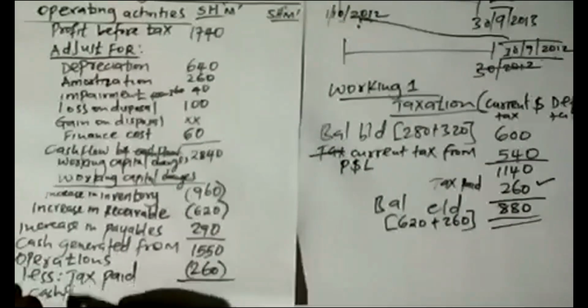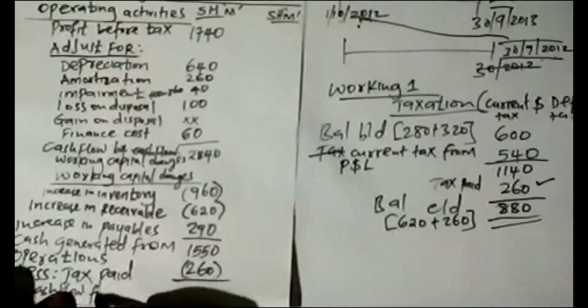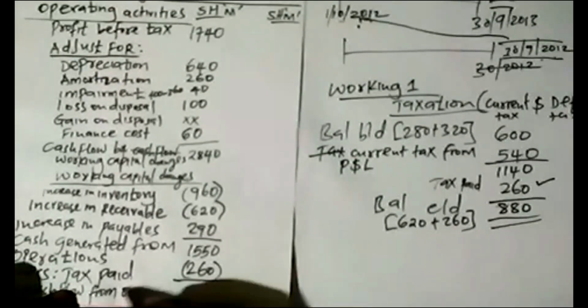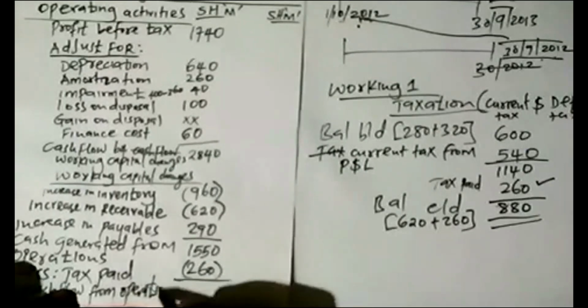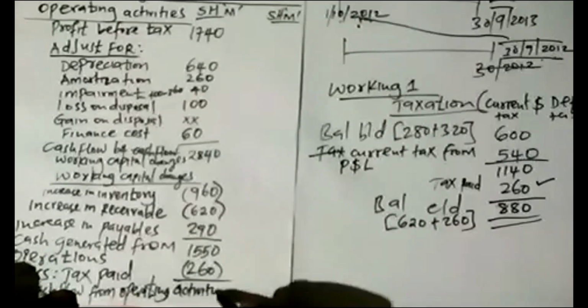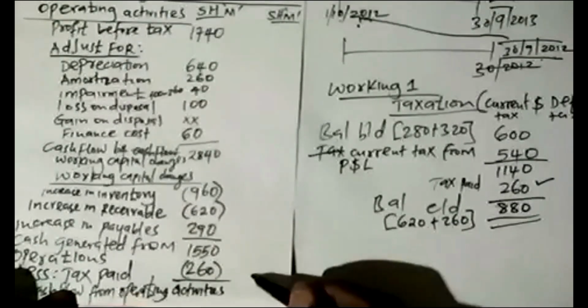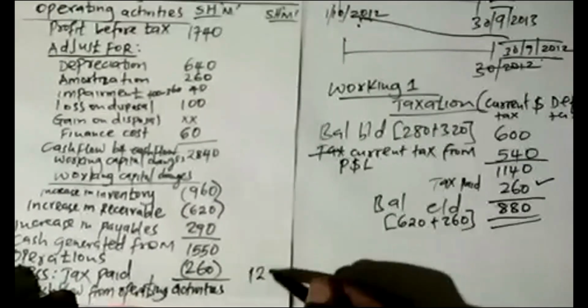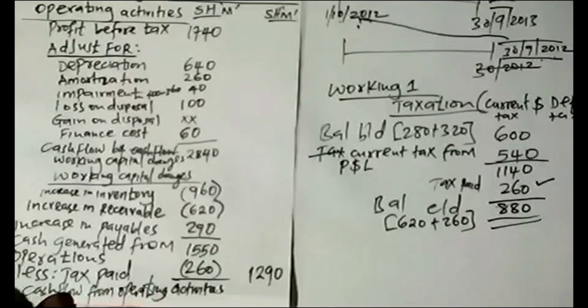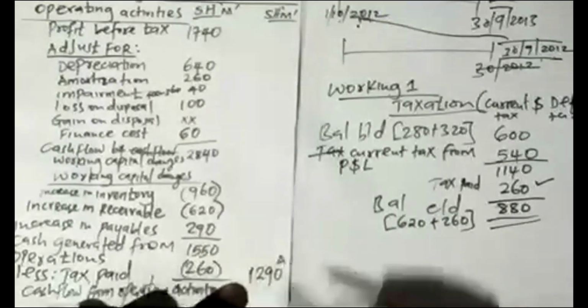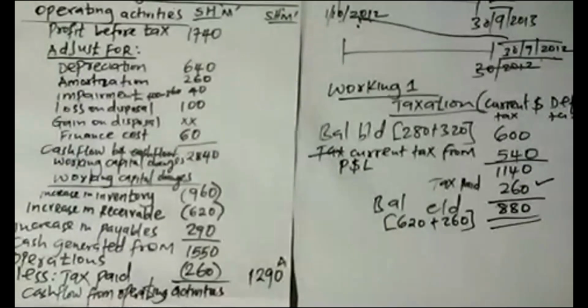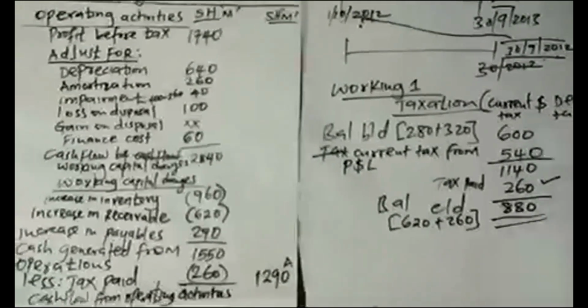That is now what you get as cash flow from operating activities. You put in the second column 1,290. So this is your A. You are done with operating. So we move on to the investing.